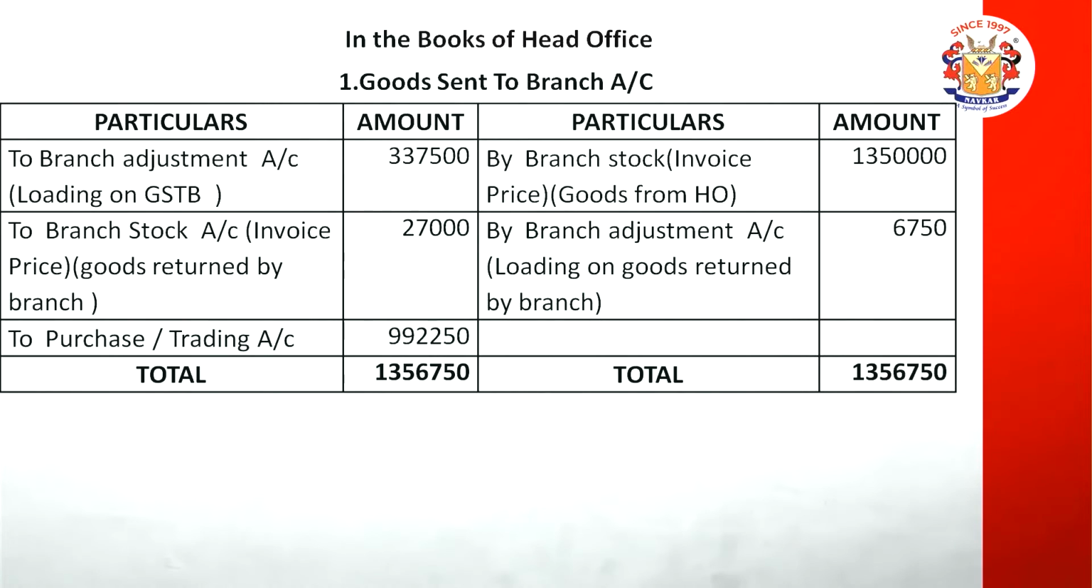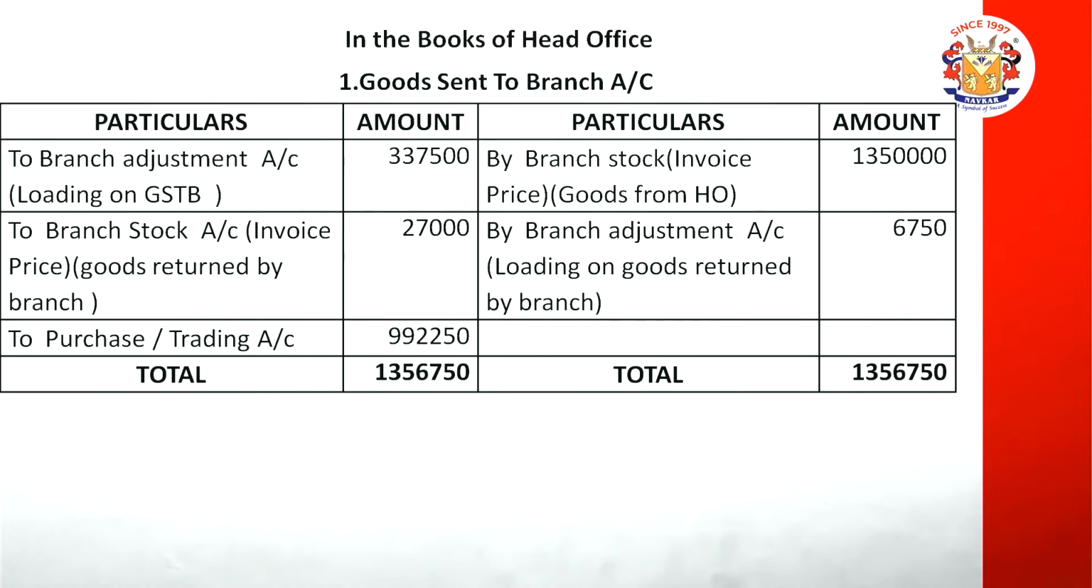So the journal entry regarding loading on goods sent to branch will be goods sent to branch account debit to branch adjustment account 337500. Now 27,000 is goods returned by branch at invoice price. Due to this 27,000, HO's goods will increase, but branch stock will reduce. So the journal entry is goods sent to branch account debit 27,000 to branch stock account 27,000.